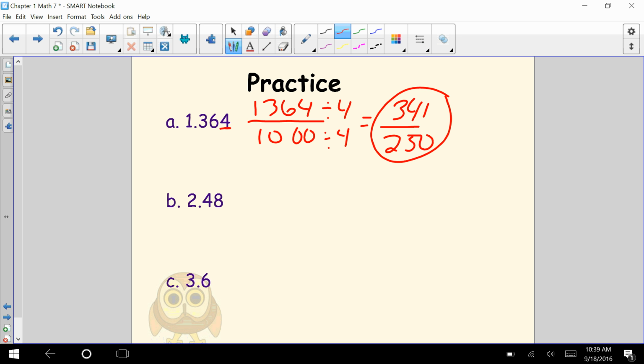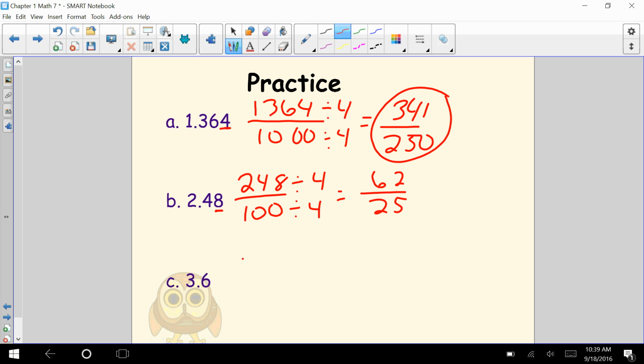Now, you'll notice that this is not a mixed number, it's an improper fraction. Improper fractions are fine. That is totally acceptable. So let's do the next one. Write it without the decimal, 248 over. The place value of the last digit is hundredths. Now we reduce. 4 goes into both of these. So I get 62 over 25.